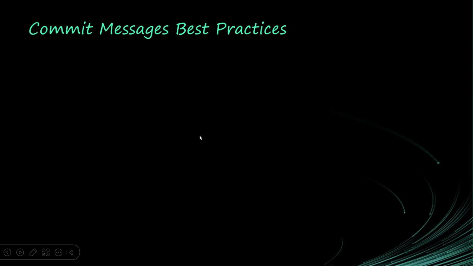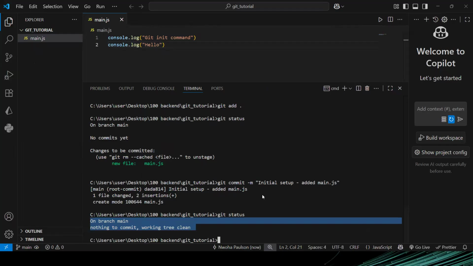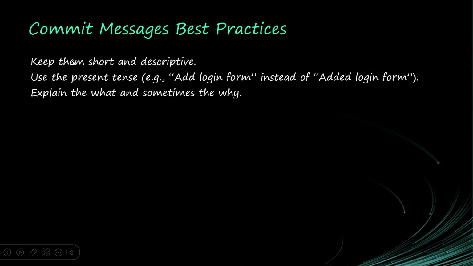Okay. All right. So commit messages, best practices. Keep your commit message very short and descriptive. Use the present tense like add login form instead of added login form. Okay. I don't know if I made that mistake. So it says I should not use added. I should have said add main.js. I shouldn't have said added main.js. It says keep your description short and descriptive. So that's the mistake I made.